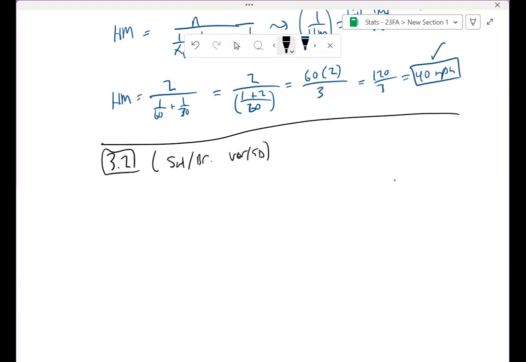So a couple of ideas. We talked about the range, which is x max minus x min. We talked about the variance and the standard deviation. The variance was a nice measure. It had some nice properties to it. The variance is more or less the average squared deviation from the mean.